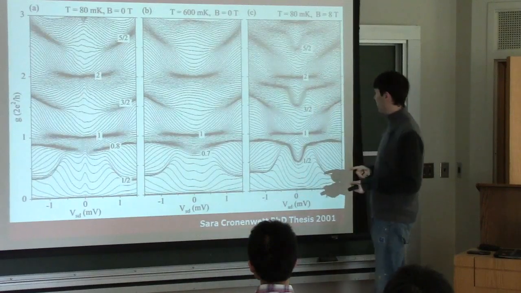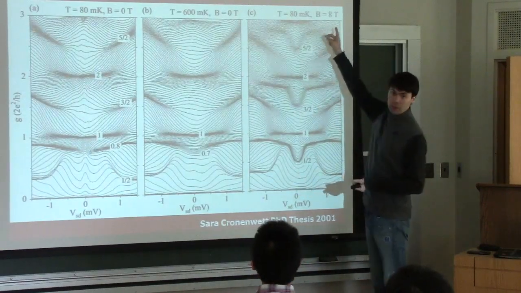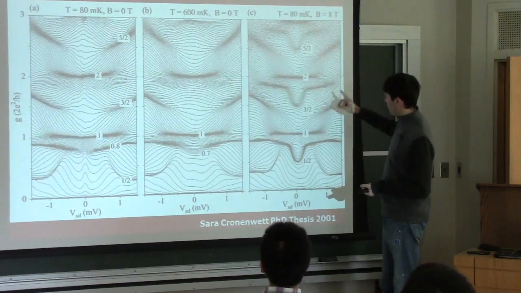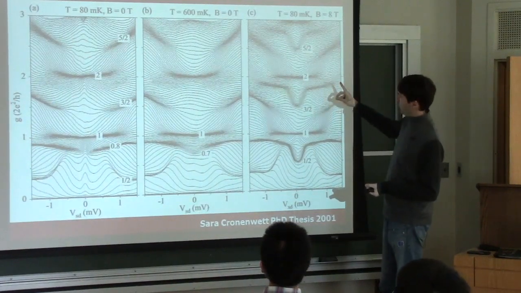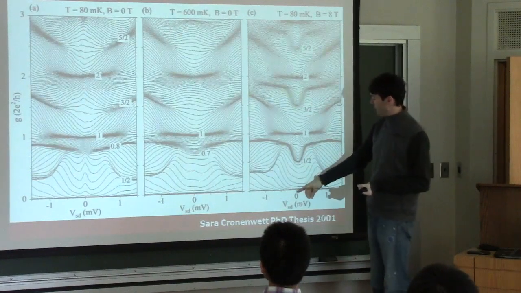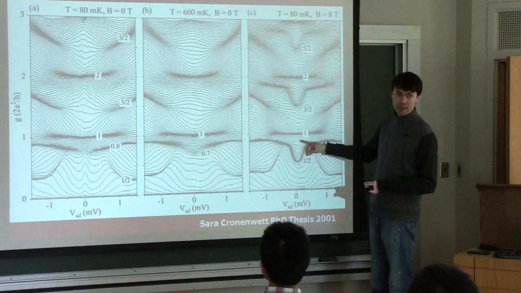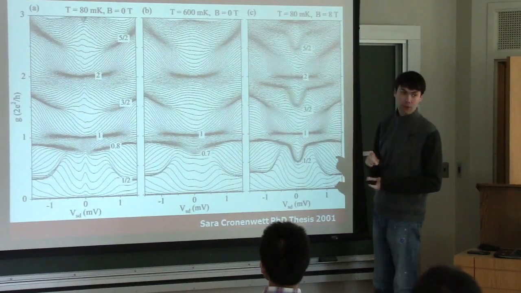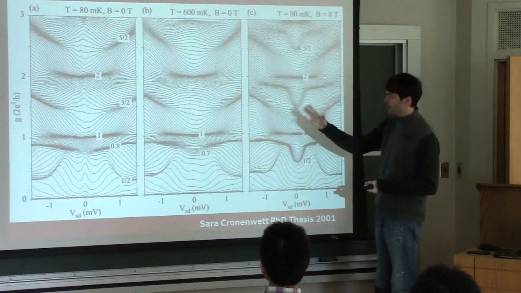Now let's turn on a magnetic field. So here we turn on a pretty large magnetic field, 8 Tesla. Now we have a different structure. Do you see the difference? So if we just focus in the linear regime at zero bias, we have 2 times more plateaus here, minus some anomalies.